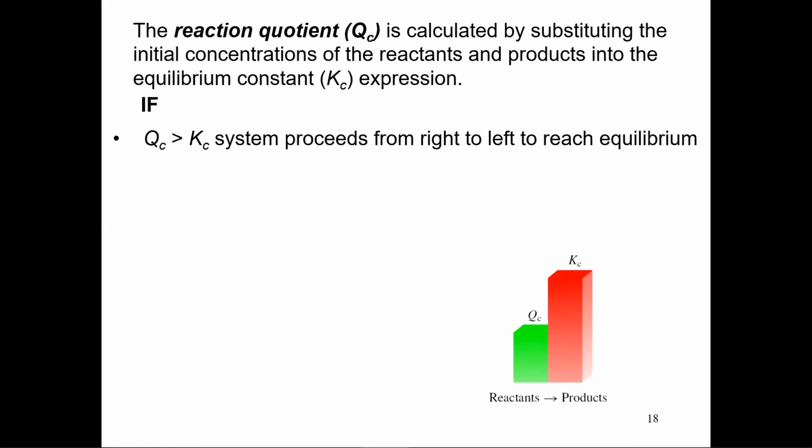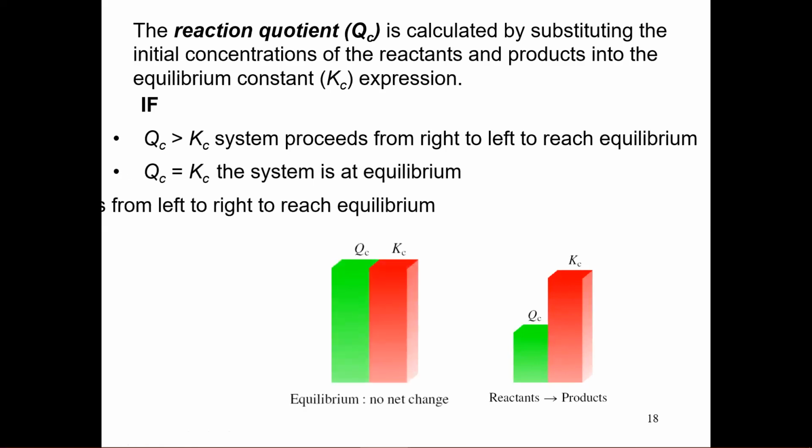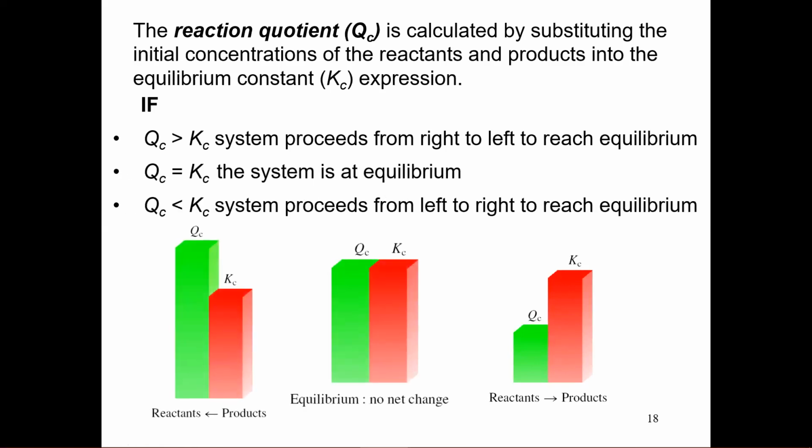If Qc is greater than Kc, it proceeds from the right to the left to reach equilibrium. Essentially you have Qc greater than Kc, these are reactants to products. If you have it going the other way, it'll do it the other way.